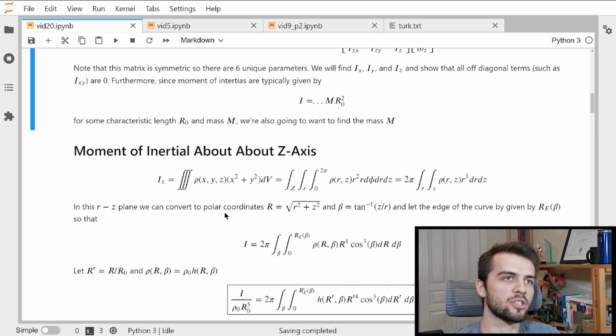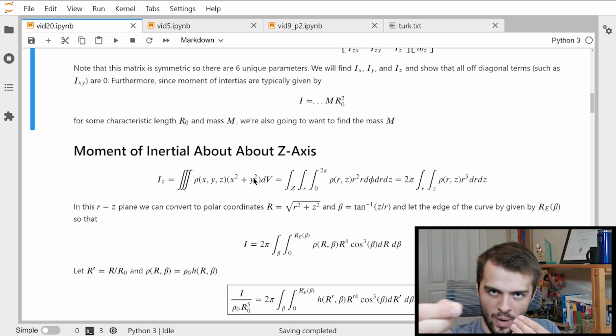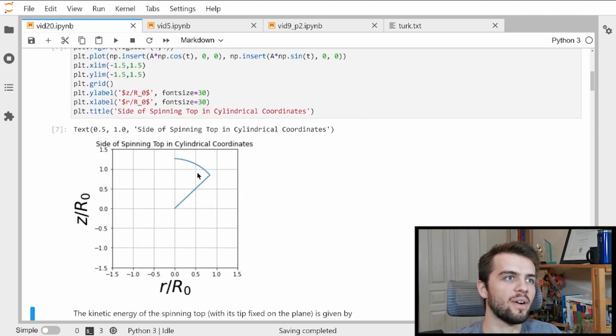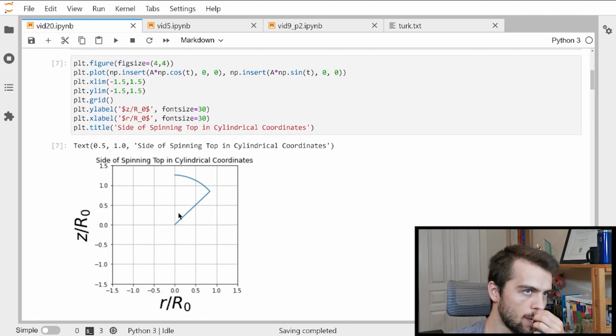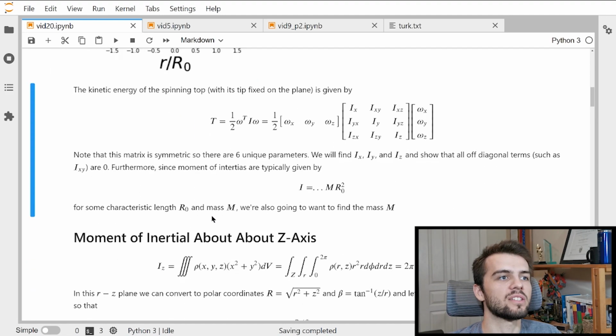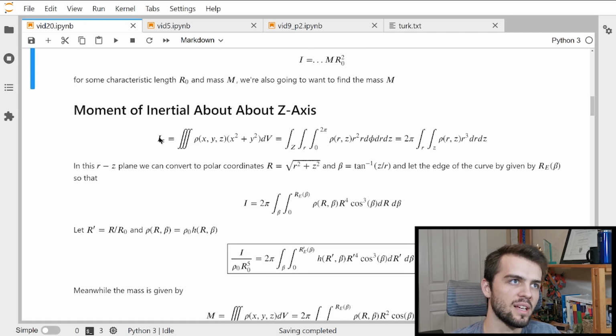So let's find the moment of inertia about the z-axis. Well, Iz is equal to the triple integral. We have the mass density here, which will be constant. X squared plus y squared, that's the distance squared to the z-axis, right? If I have my top like this, there's the z-axis. X squared plus y squared gives me the distance. So that's sort of how you write this. For Ix, it would be y squared plus z squared, the distance to the x-axis. So this is the integral we need to solve.